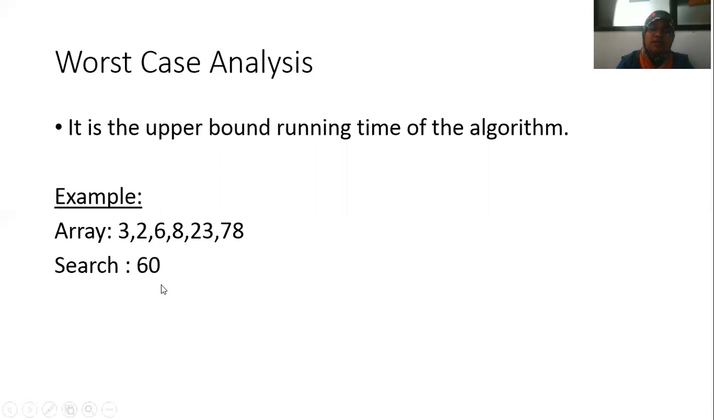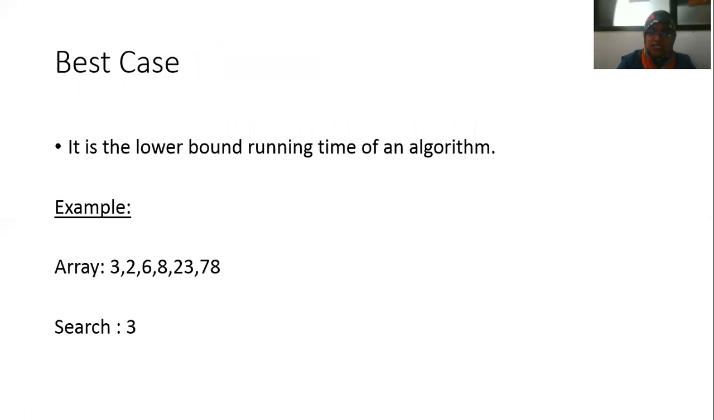Actually 60 is not present in the set. So what the algorithm does is, first it compares 60 with 3, it is not equal. Then it compares with 2, it is not equal. Similarly it keeps comparing with all the numbers. Finally it says the number is not present. So this is the worst case, where we are searching for a number which is not available in the list, which will take more time for giving the result. So we call this worst case analysis.